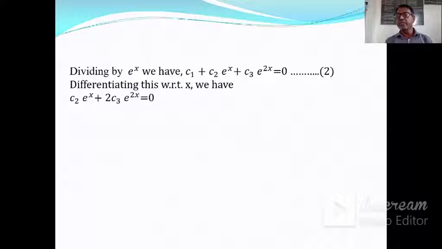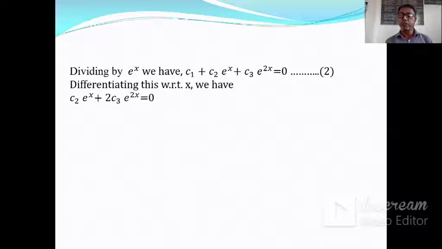Now we differentiate equation 2 with respect to x. We have C2 e to the power x plus 2 C3 e to the power 2x, since the derivative of e to the power 2x is 2 into e to the power 2x. Now again we divide this equation by e to the power x. Then we obtain C2 plus 2 C3 e to the power x.